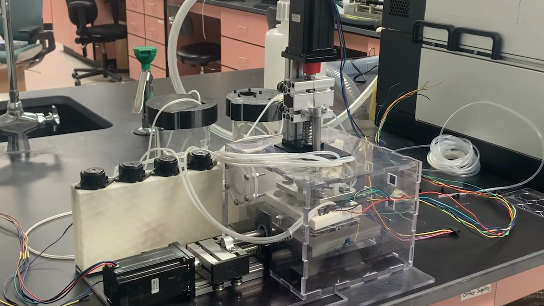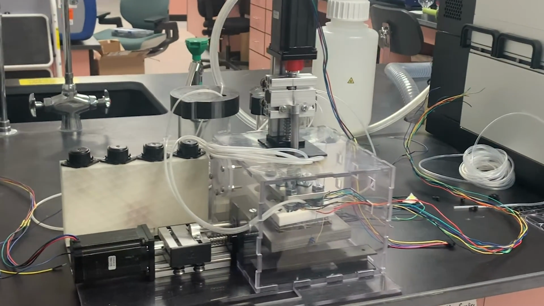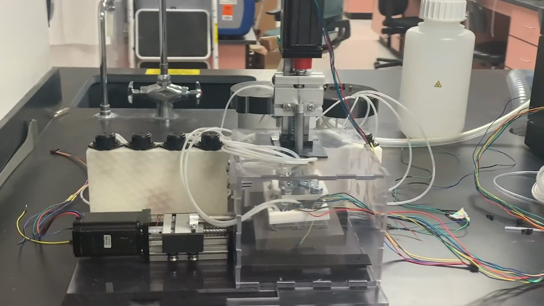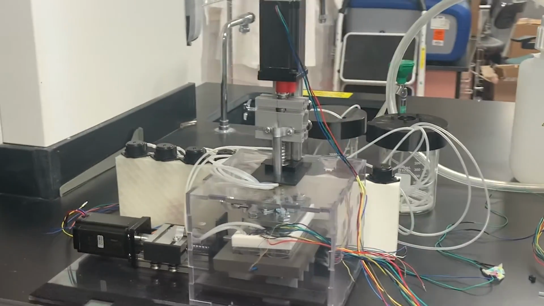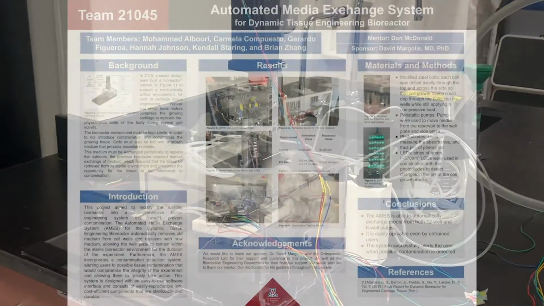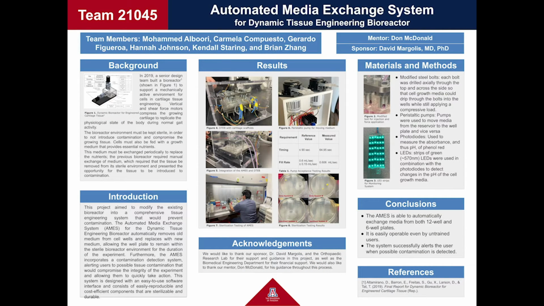We concluded that the automated media exchange system was able to automatically change media from both the 12 and 6-well plates without introducing contamination into the samples. Additionally, the design of our user interface allowed for easy understanding of its operation and control. By observing that an untrained user can easily operate and understand the system, we're confident that a long training session will not be needed. Furthermore, the user will be able to observe the condition of each well plate and receive an alert if there is any contamination in the samples.